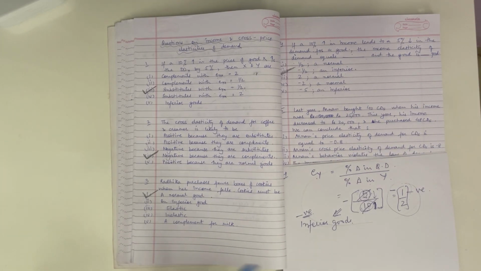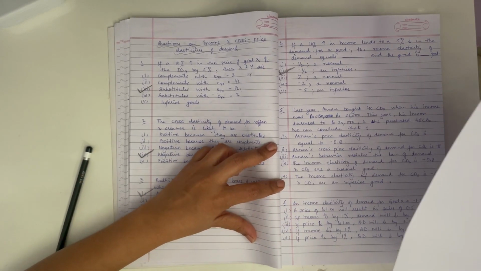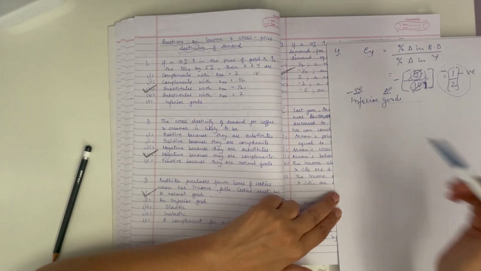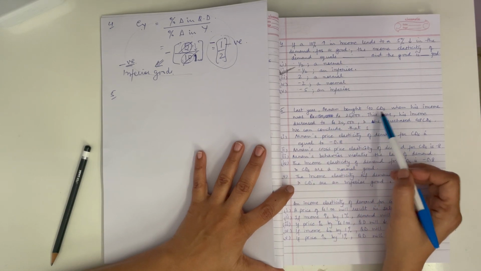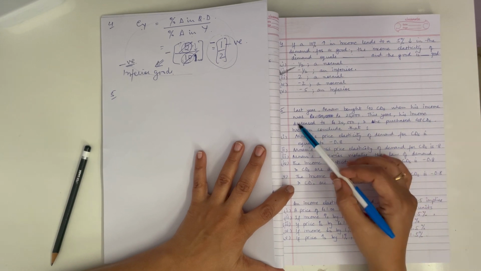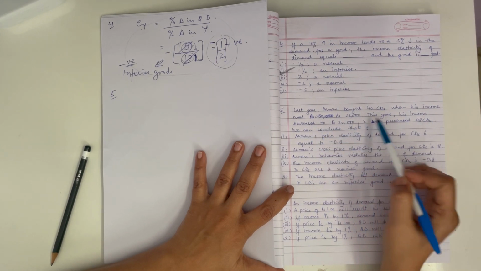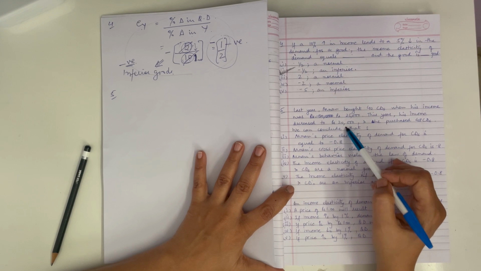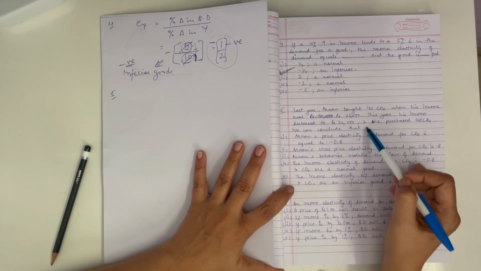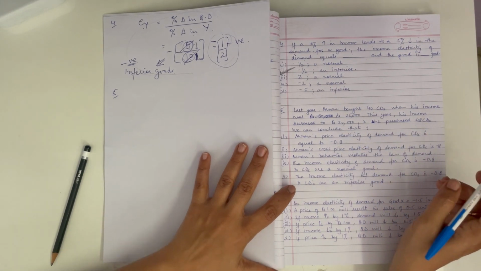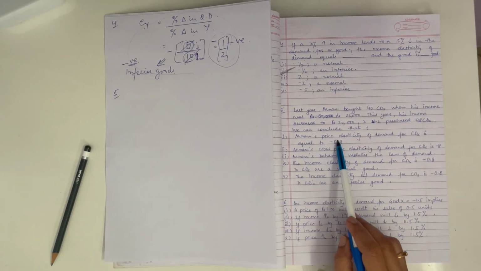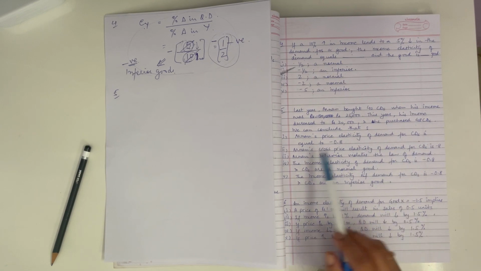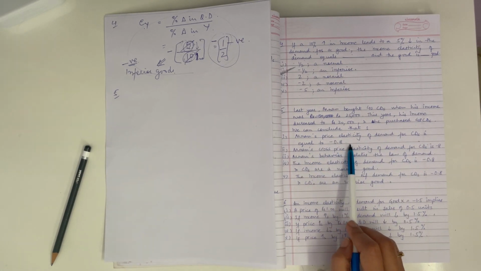All right. Now we have this lengthy one. First of all, I'll just read the question. Last year, Arnav bought 40 CDs when his income was 25,000. This year, his income decreased to 20,000 and he purchased 48 CDs. We can conclude that Arnav's price elasticity of demand for CDs is equal to minus 0.8.